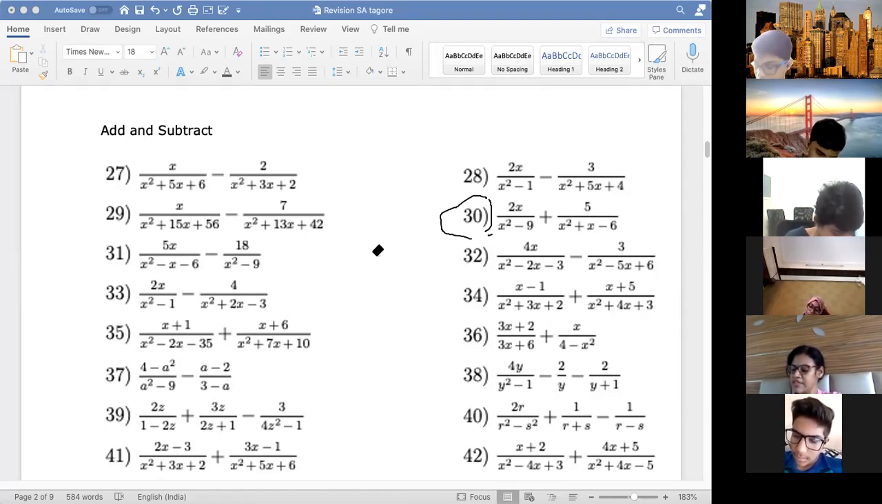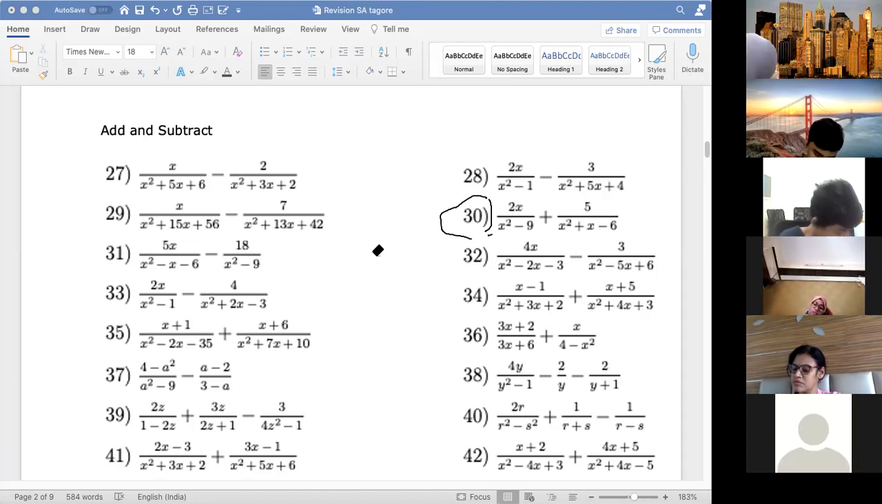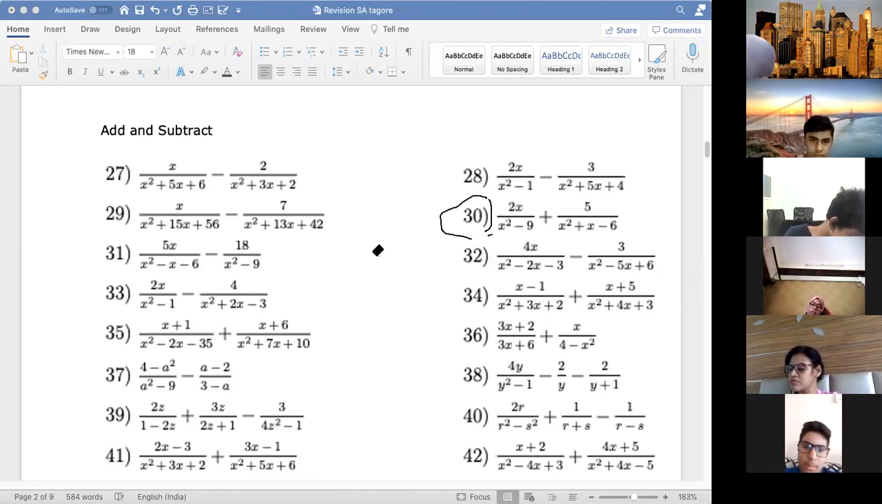Anyone has got LCM? Get your LCM checked. LCM is x plus 2, then the other bracket is x plus 3, and the other bracket is x minus 3. X minus 3 is common. I think x minus 2 is there. X minus 2 is there in this thing.